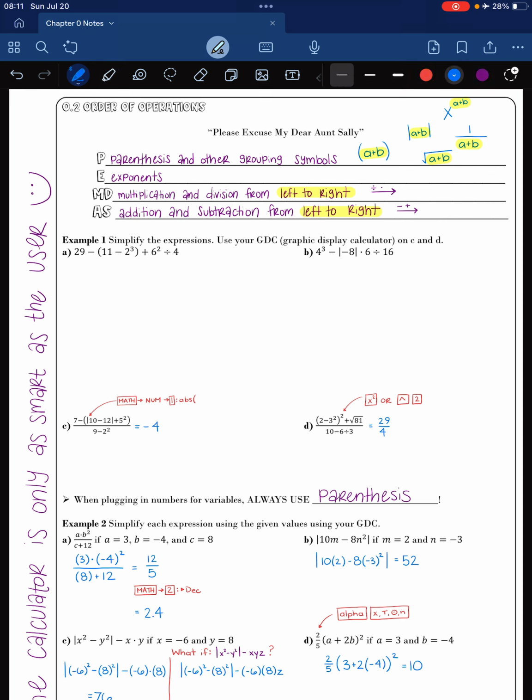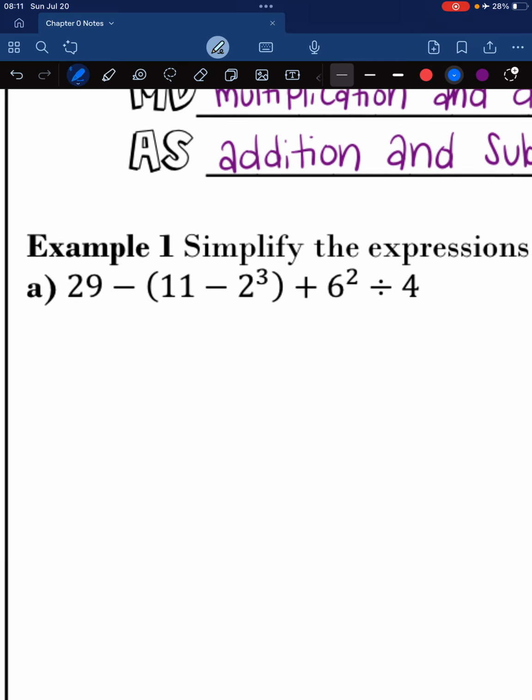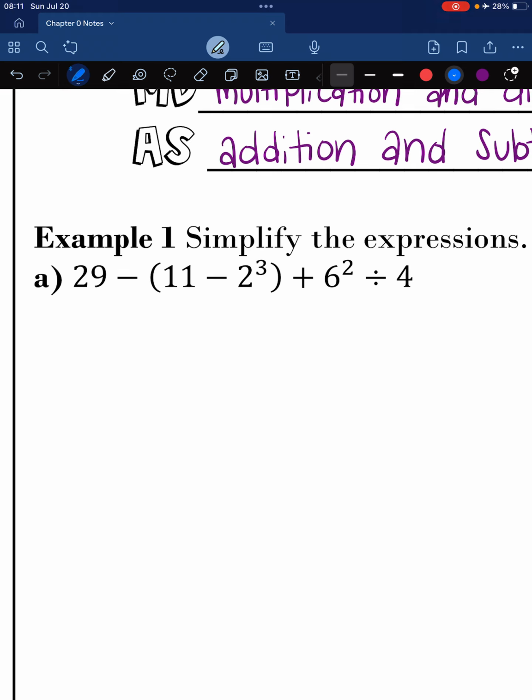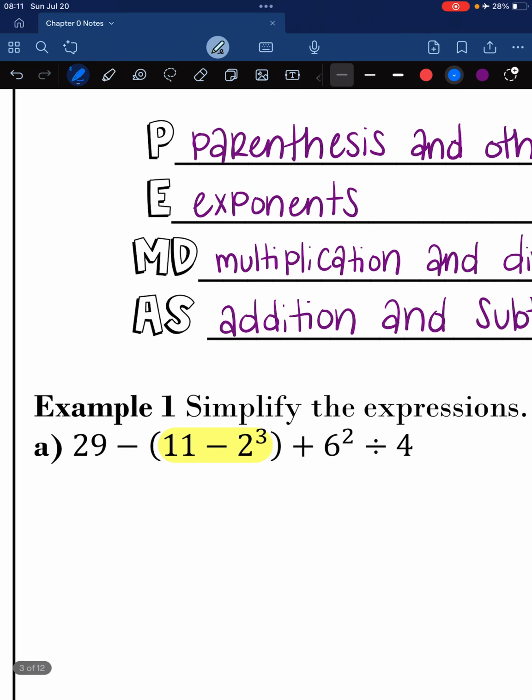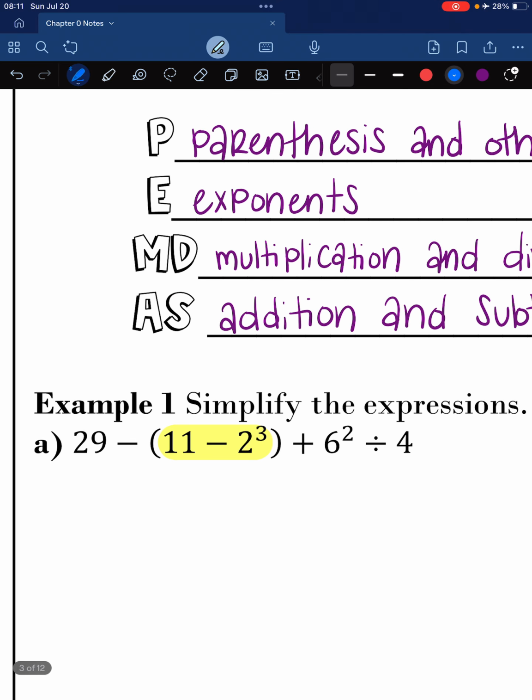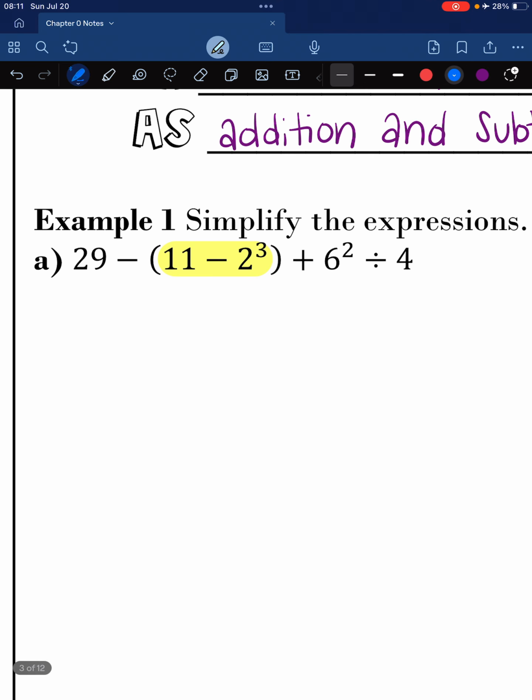Okay, so let's jump right into it. We have simplify the expression. We get to use our graphing calculator on C and D. So let's focus on breaking this down by hand first. Starting with PEMDAS, I can see parentheses, so I am definitely going to be evaluating inside those parentheses first. Within the parentheses, I have both subtraction and an exponent. So according to the order of operations, I need to evaluate that exponent first before I do the subtraction.